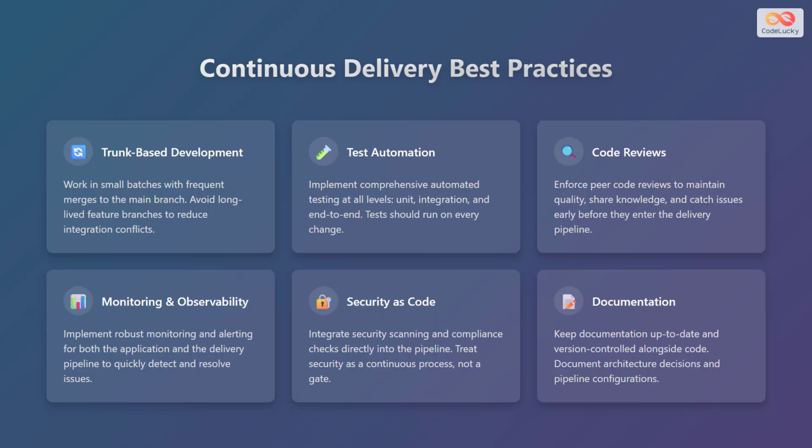Fourth, monitoring and observability. Implement robust monitoring and alerting for both the application and the delivery pipeline to quickly detect and resolve issues. Fifth, security as code. Integrate security scanning and compliance checks directly into the pipeline. Treat security as a continuous process, not a gate. Sixth, documentation. Keep documentation up to date and version controlled alongside code. Document architecture decisions and pipeline configurations.